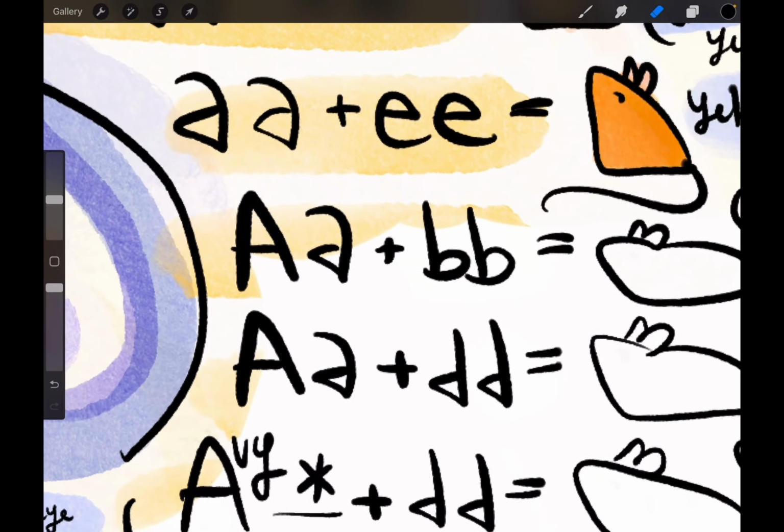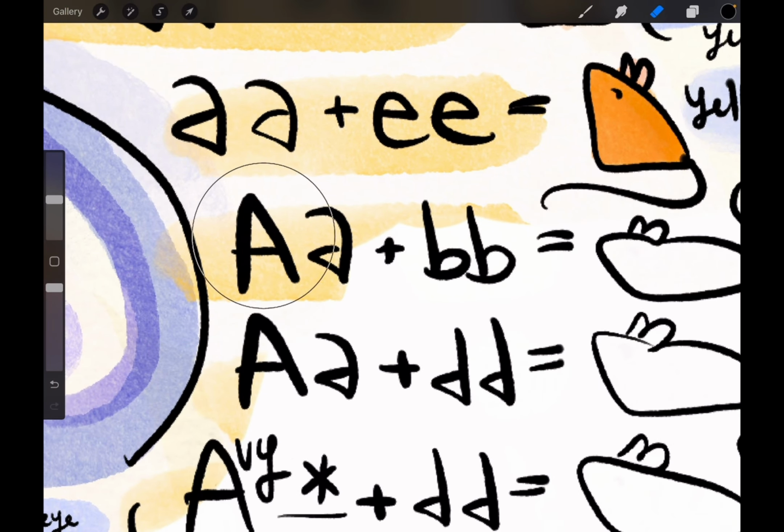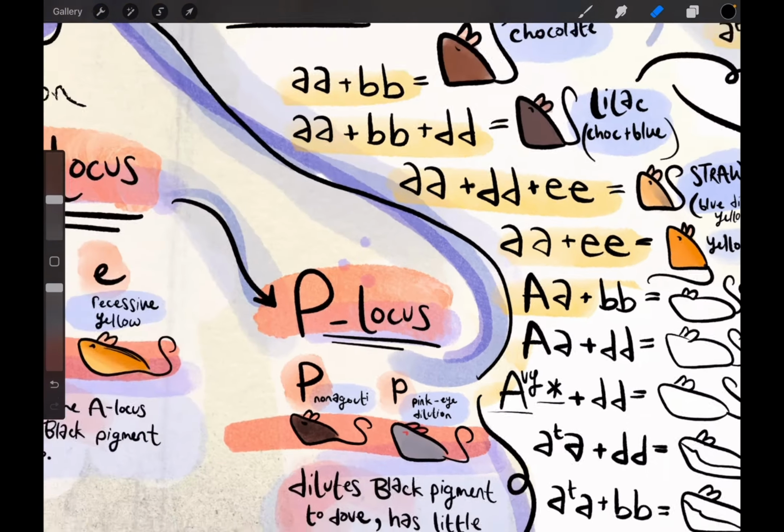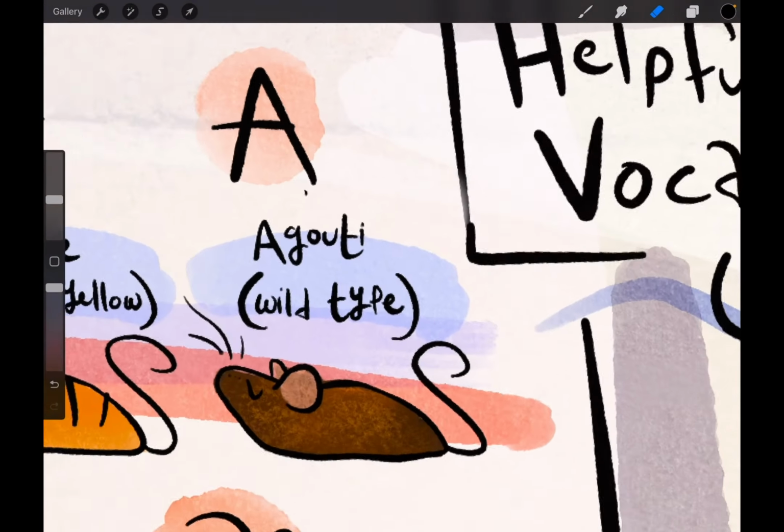Now we're getting into some heterozygous stuff. This mouse is uppercase A, lowercase a. Uppercase A is a goody.